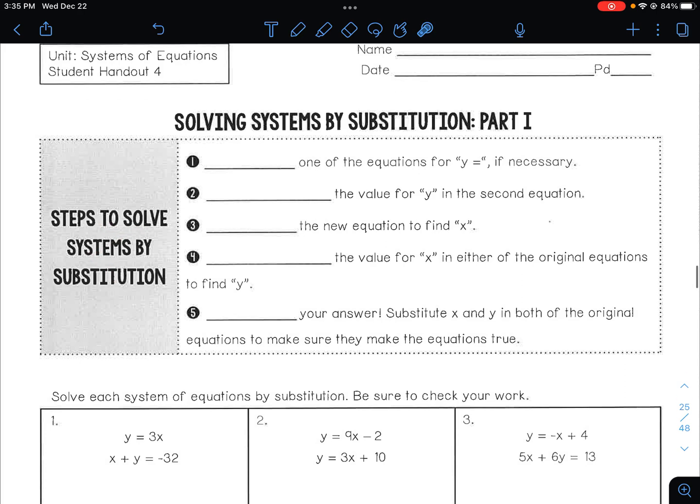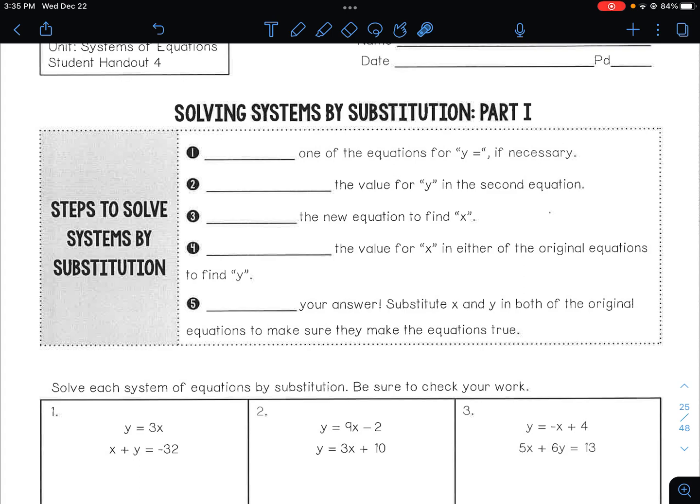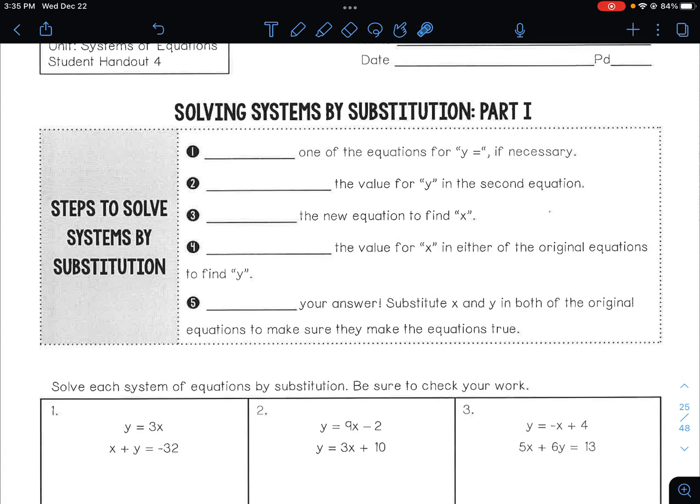I really dislike solving systems of equations by graphing. I find that to be the most time-consuming of all of them. Substitution is a method I do like to use. So step one: solve one of the equations for y if necessary. You want to solve one of the equations for y if necessary.